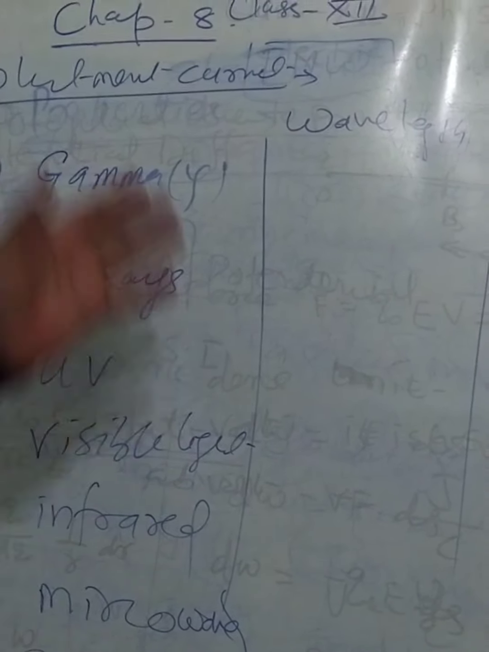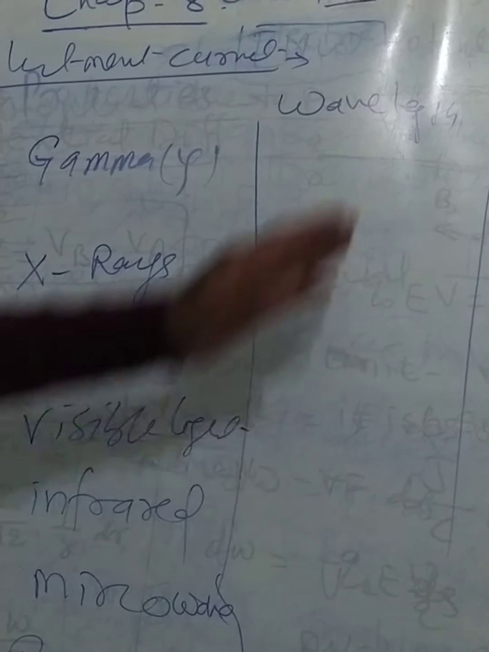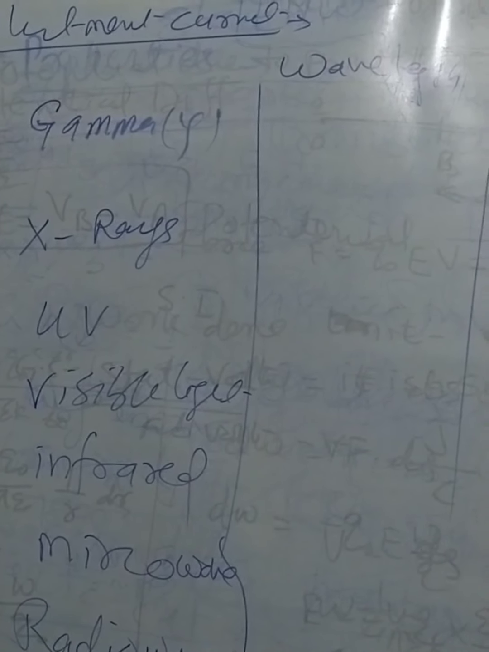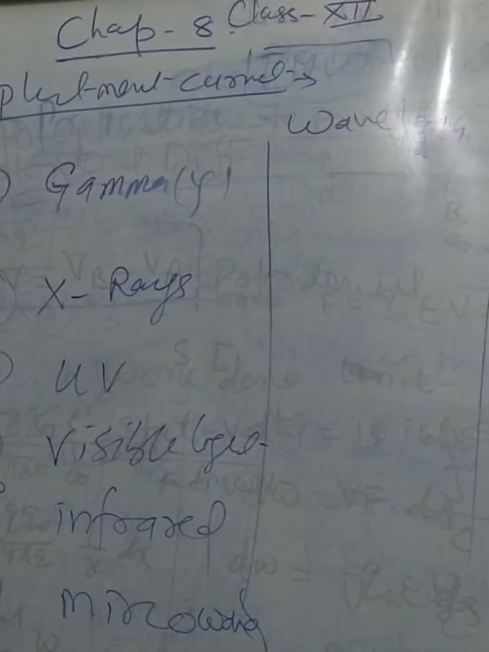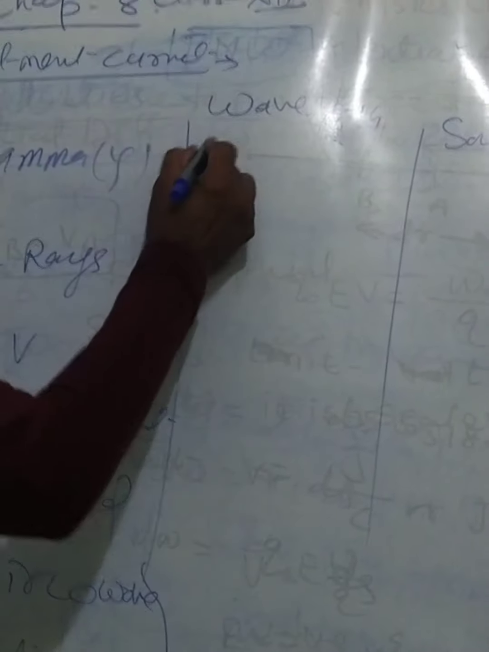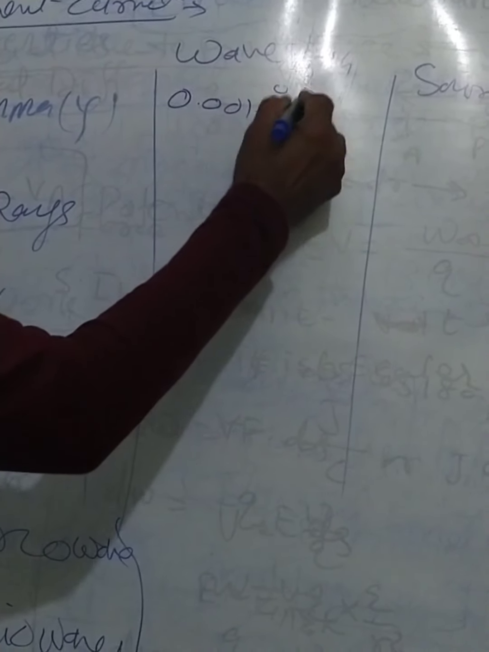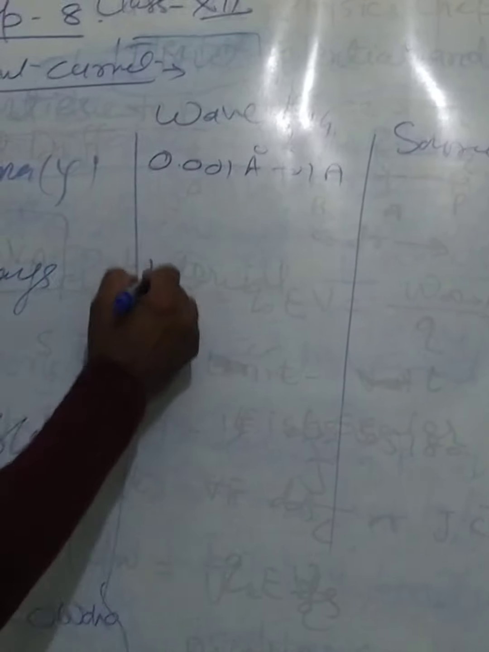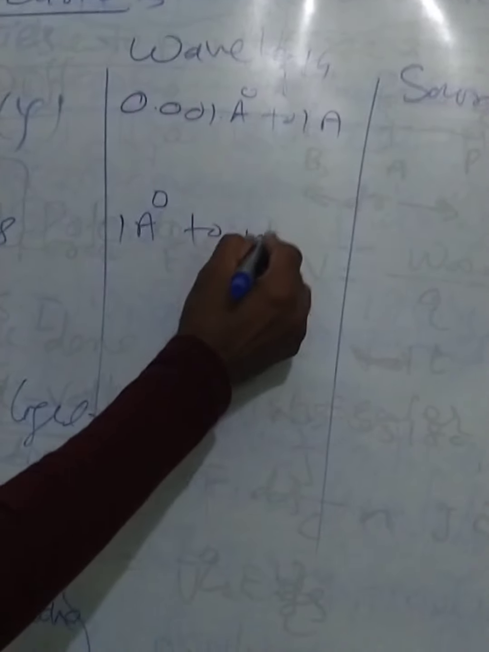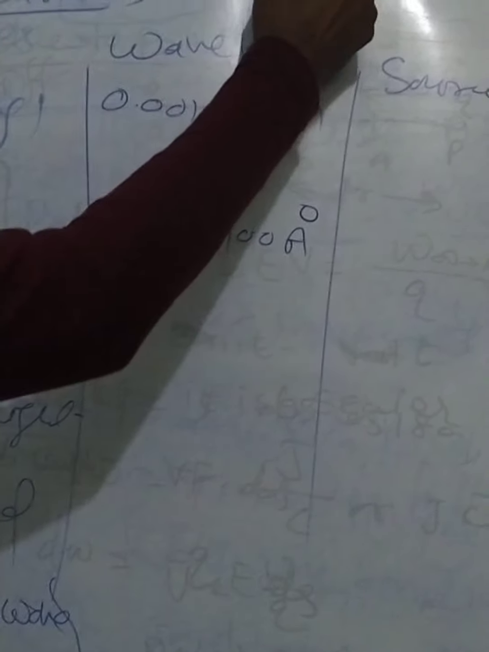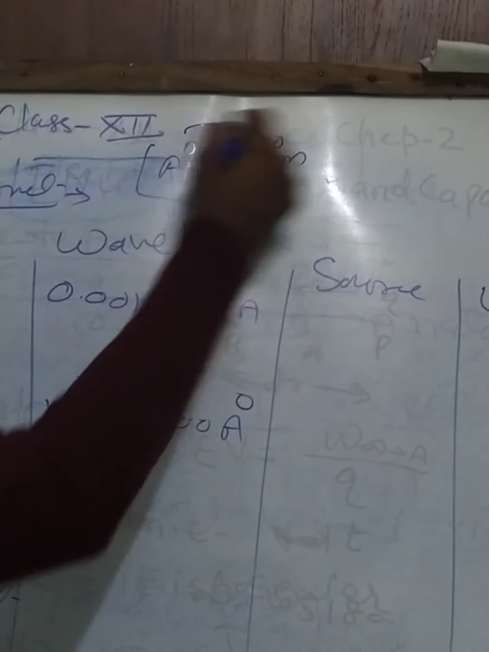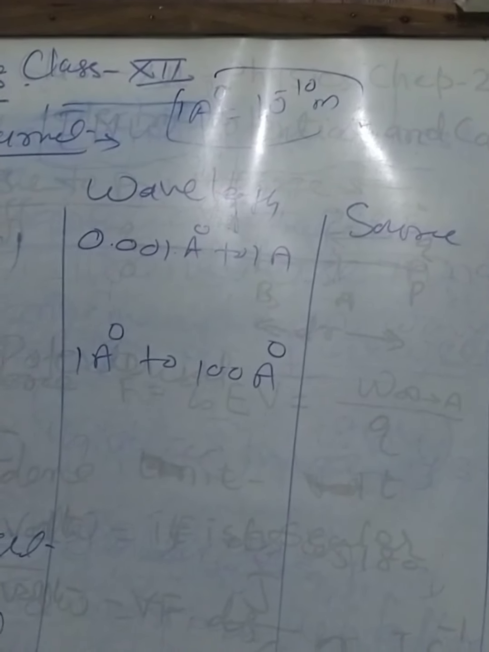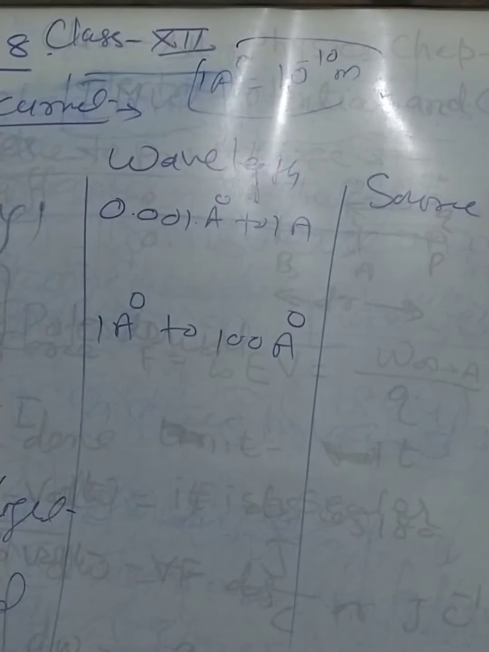You can also learn frequency in hertz. Nanometer, etc., we will discuss more. Now the first one, the wavelength is 0.0001 angstrom to 1 angstrom. Then from 1 angstrom to 100 angstrom. You know that 1 angstrom is equal to 10 to the power minus 10 meter. By using this, you can convert to meter, centimeter, nanometer, etc.